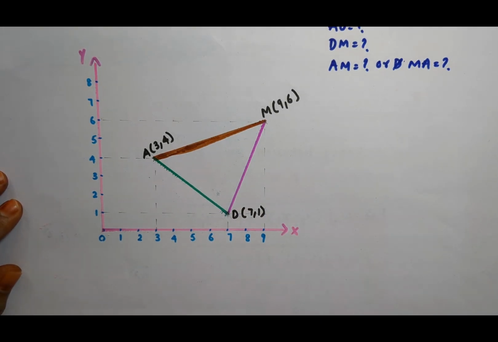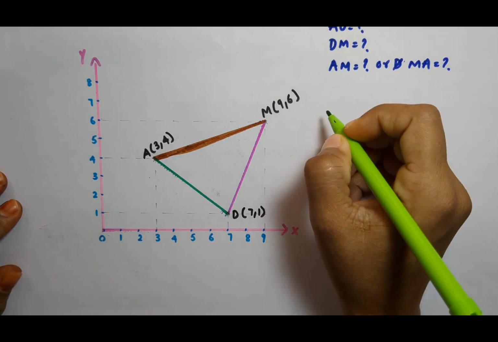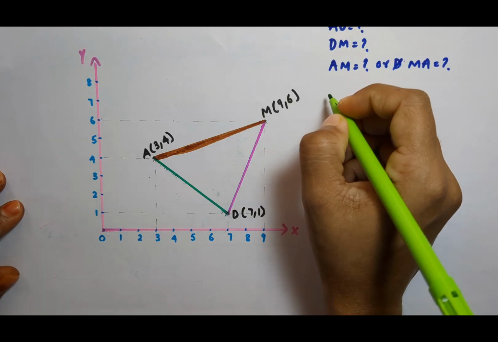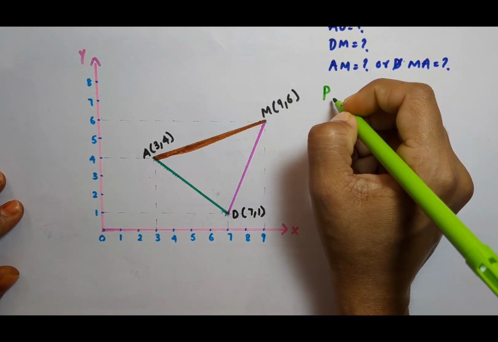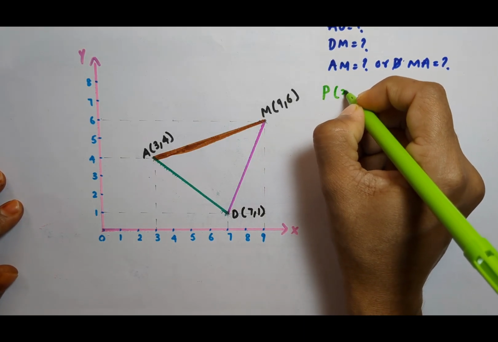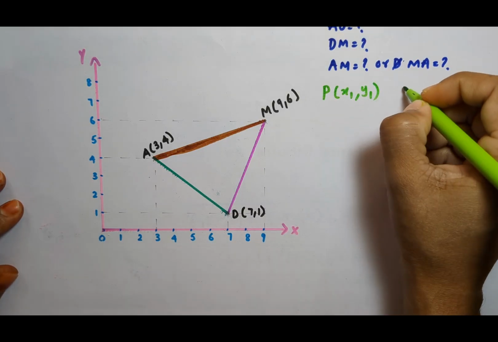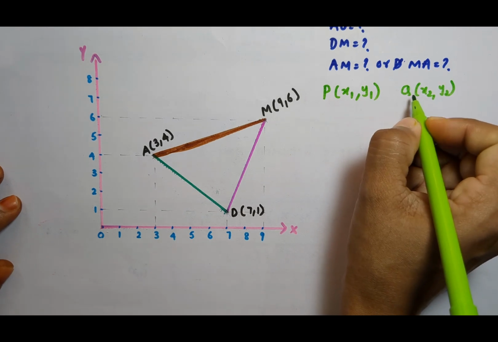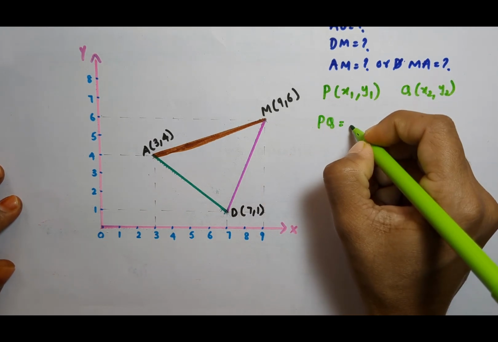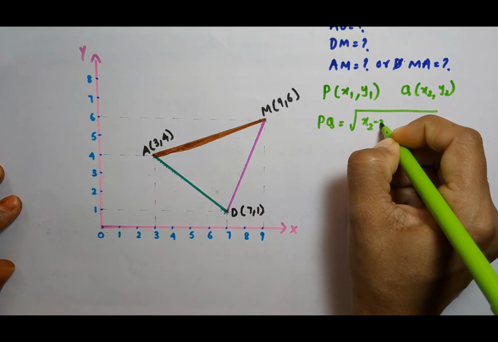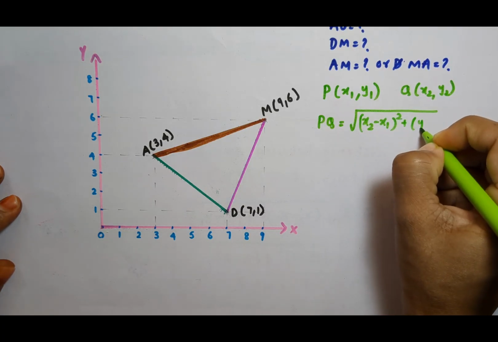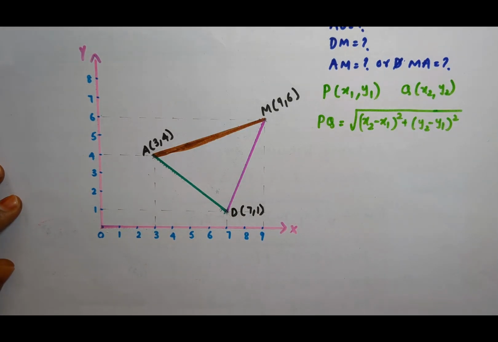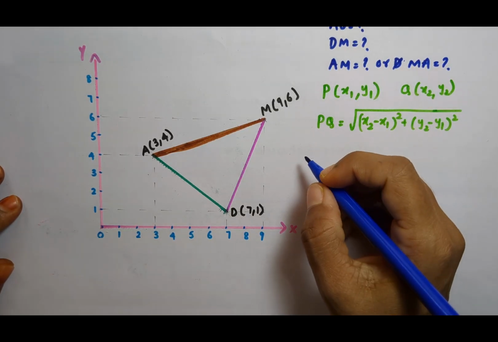To get the length of each side of this triangle, I am going to use the Bodhayana-Pythagoras theorem which we have just discussed. That is, if we have 2 points P and Q such that the coordinates of P are x1, y1 and coordinates of the point Q are x2, y2, then the distance between these 2 points will be given by PQ equals square root of (x2 minus x1) the whole square plus (y2 minus y1) the whole square.